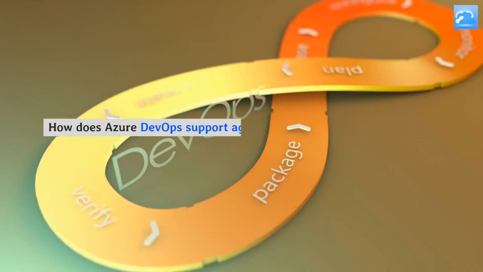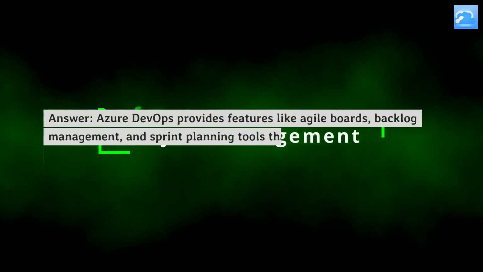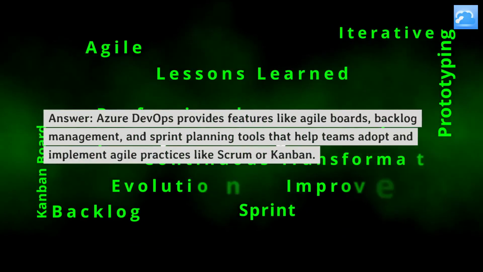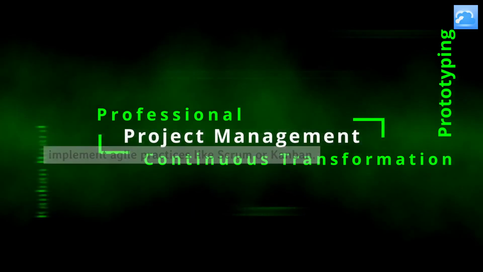How does Azure DevOps support agile software development methodologies? Answer. Azure DevOps provides features like agile boards, backlog management, and sprint planning tools that help teams adopt and implement agile practices like Scrum or Kanban.